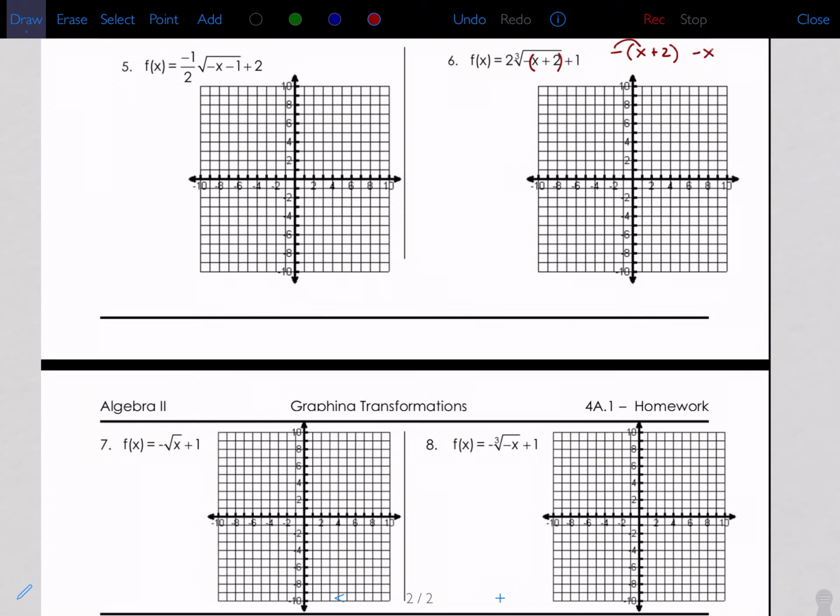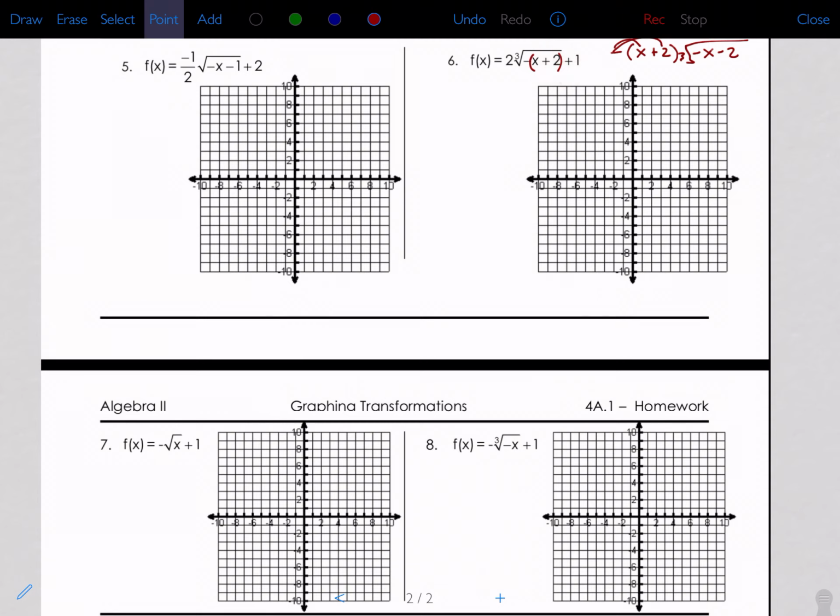So let's do it out here. X plus 2. Distribute that in. That becomes a -X. But then when you distribute that in, it becomes a -2. So when you're doing your starting point, okay, it really looks like that. So the opposite of a -2 is a +2.